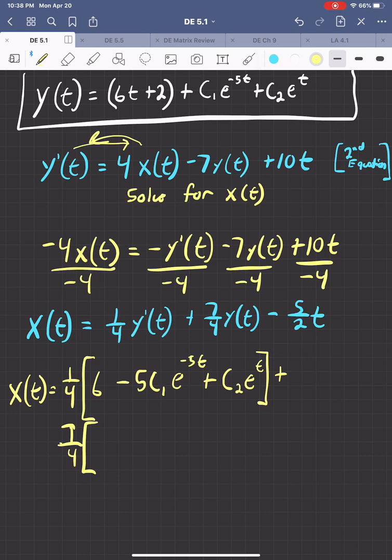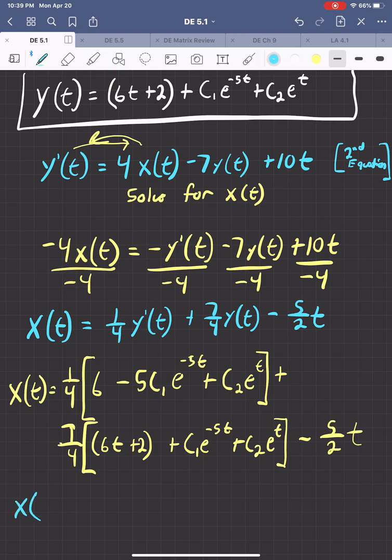All I have to do is plug in what I originally got for y. So that's 6t plus 2 plus c sub 1 e to the negative 5t plus c sub 2 e to the positive t. And then the only thing left in that was minus 5/2 of t. Now, all I would do at this point is drop those brackets and start to simplify everything. So if you drop the brackets and combine like terms, you would end up getting the following: 1/2 c sub 1 e to the negative 5t plus 2 c sub 2 e to the t plus 8t plus 5.